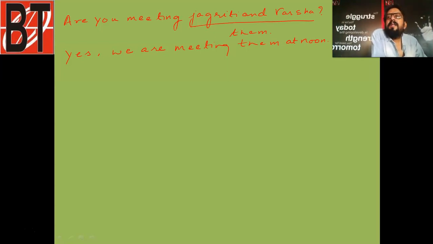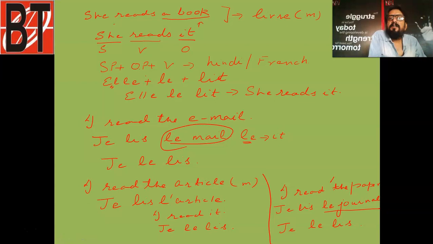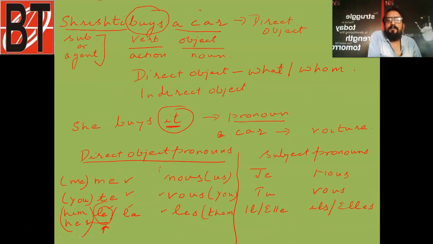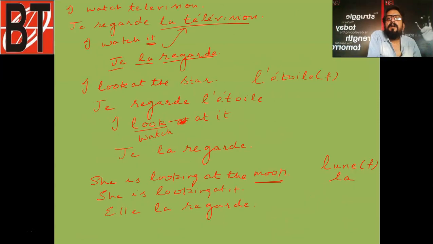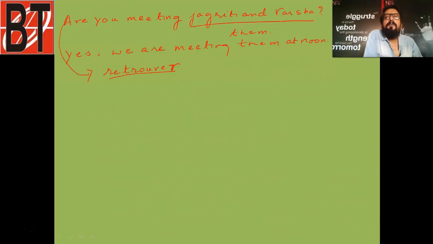Now, what is the verb that we should use for meeting? It is retrouver. Another verb is rencontrer, which works the same way. So retrouver is the classical er form of verb. And for them, look at this slide where I have used them at the bottom. Look at this word them, les. The same I will use in this slide. Are you meeting Jagriti and Varsha? So how would you frame the question?